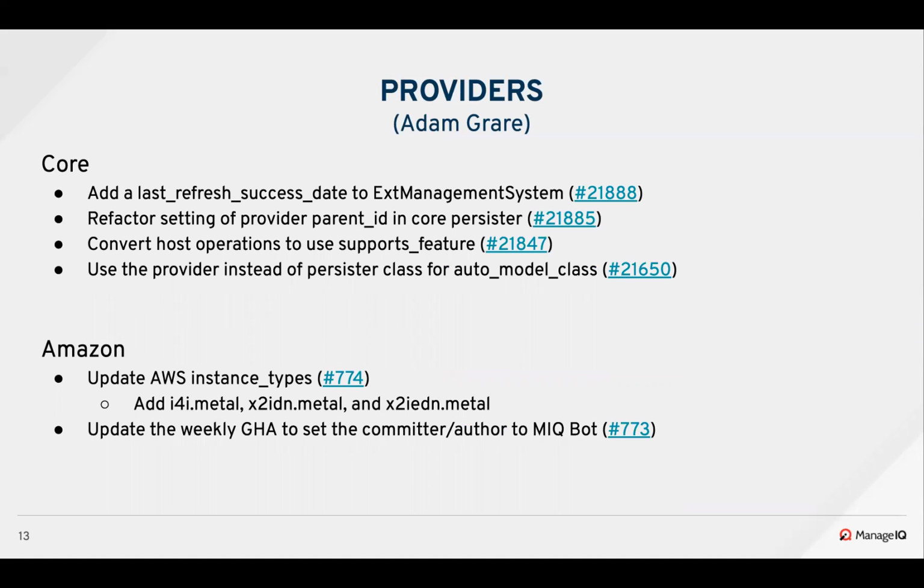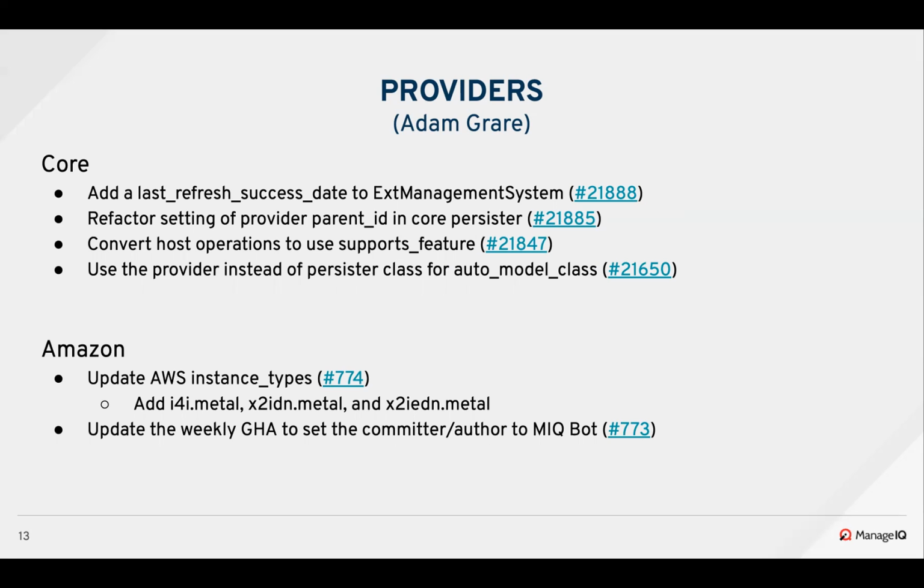Thank you. So for core of this sprint, we added a last refresh success state to the EMS table. This allows us to show a user when the last time a refresh was successful. Previously, we were only able to show the last time refresh ran. And so if the refresh was currently failing, they were not able to find out when the last time it did succeed, so that they might be able to find out what was wrong.